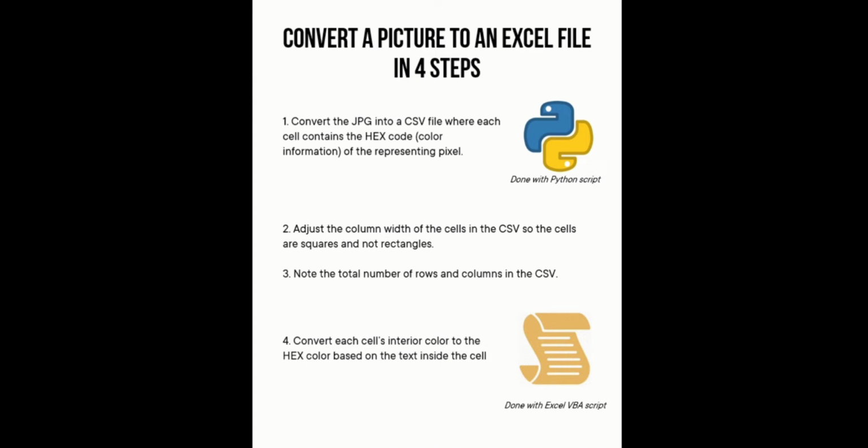So I just dragged around the column width to make sure that the column width was equal to the row height. That way the cells in the Excel sheet were set up as squares and not rectangles, because squares look closer to pixels in the JPEG file, in the picture. Then the third thing was, while still on the opened-up CSV, I noted the total number of rows and total number of columns in the CSV. And that information is important for the next step. And then finally, I converted each cell's interior color to the hex color based on the cell text inside the cell. And to do that, I used a VBA script.